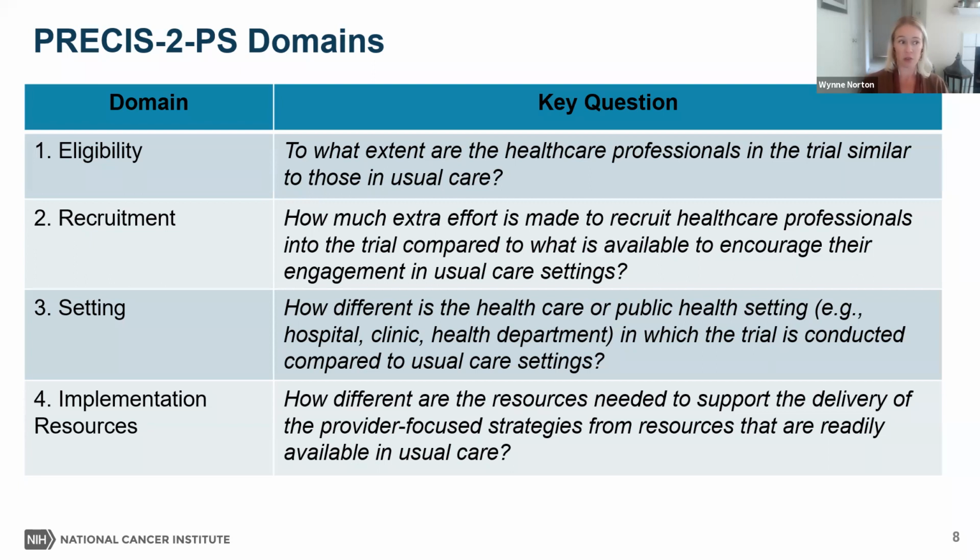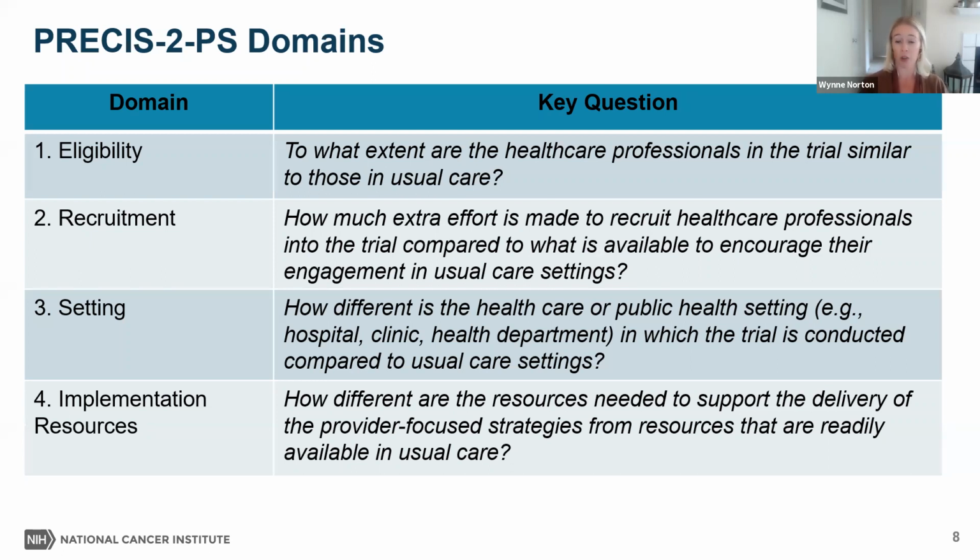Now, implementation resources is quite different from the PRECIS-2 tool. And we wanted to emphasize and call attention to what resources are needed to support the delivery of the strategies. So really trying to take implementation strategies and say, what are the resources, either personnel or costs or equipment, that are needed to replicate this outside the context of a trial? And how does that compare to what's available in usual care?